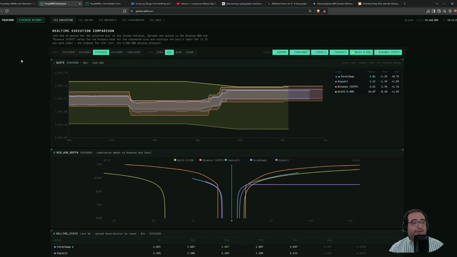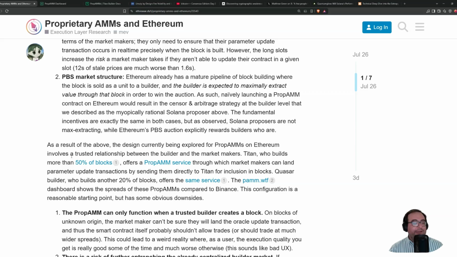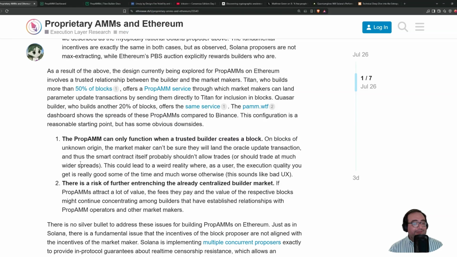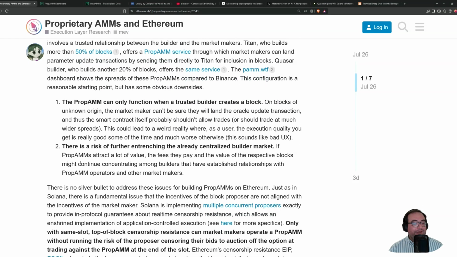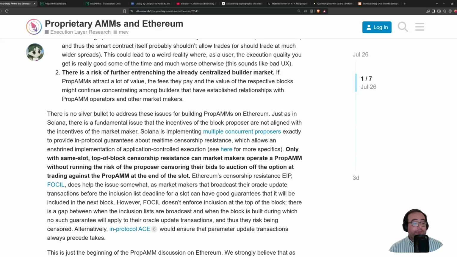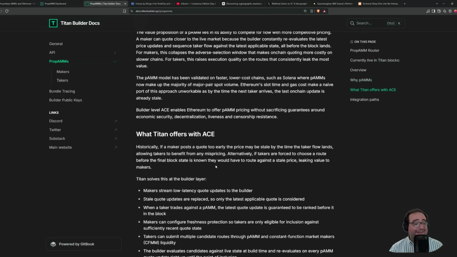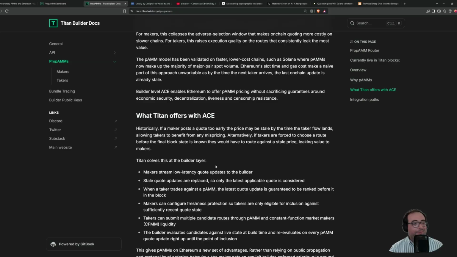Or the users will get worse prices randomly depending on who's building. It's not ideal. And also, at the end of the day, you still trust the builder. Anyway, this trust is out of protocol completely. So it would be nicer to have this kind of application control execution, ACE, directly in protocol. Because now, yes, there is ACE, but it's enforced by Titan, right? And the idea is, can we do it in protocol?